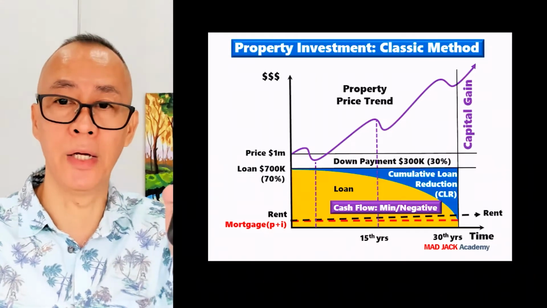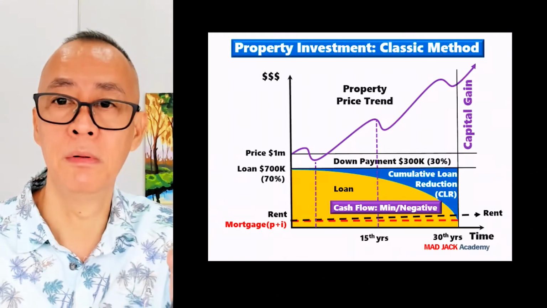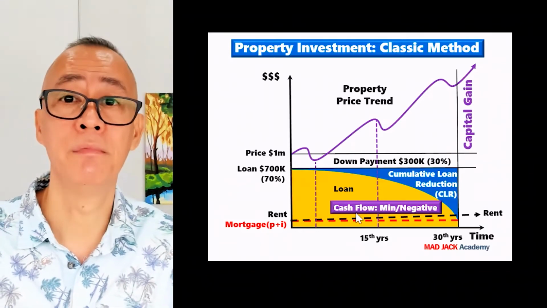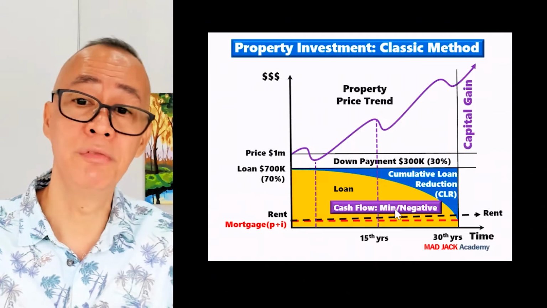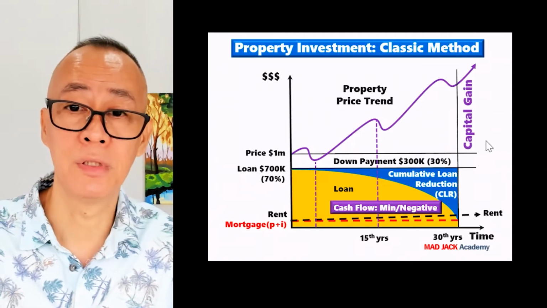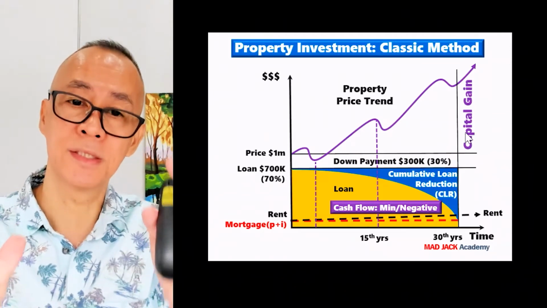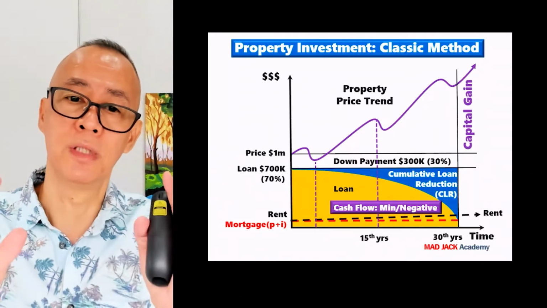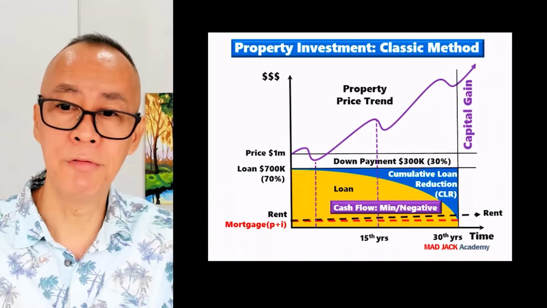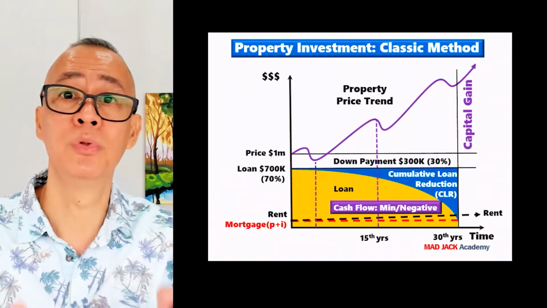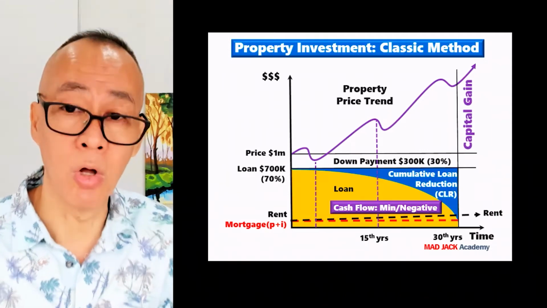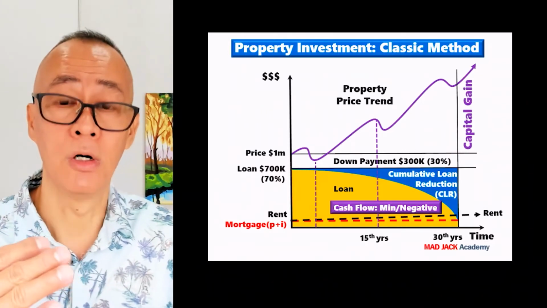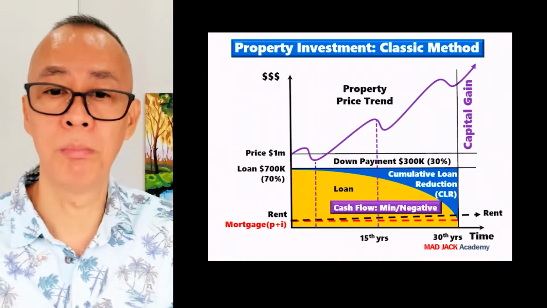So this is what I call the classic method of property investment. In the classic method, you have a little bit of cash flow or even no cash flow, and then you have capital gain. This is the classic, typical way people buy property. It's not the most exciting method. However, I think it's exciting enough for people who want to invest in property in the long haul and in a conservative manner.